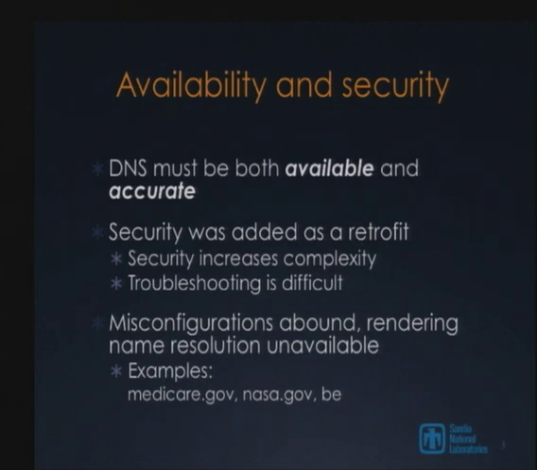It increases the complexity of DNS significantly, and I'll show you some examples of that in a little bit. You used to be able to just set up a DNS setting and it would just work for a while, and very low maintenance. Troubleshooting DNS security is also very difficult, and that's some of the motivation behind doing this. So here are some of the examples of failures that we've seen: Medicare.gov, NASA.gov, .be, which is a top-level domain.